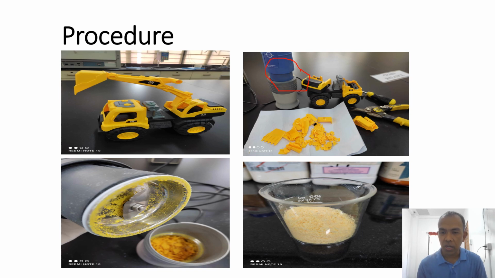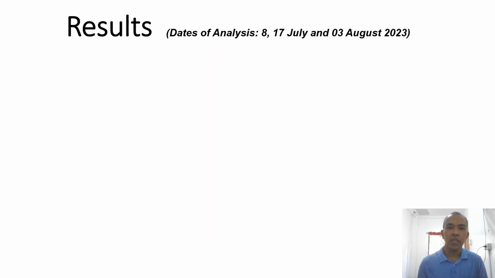Ganito siya ka-mill. And then for the results, the analysis dates are July 8th, July 17th, and August 3. So on July 8th, in the previous slide, I did the sample preparation at Mapua Laboratory. That was Saturday. So I passed the report immediately before the deadline. But unfortunately, in the next 2 weeks, didn't make it on time because nakiusap lang ako sa Shimadzu.